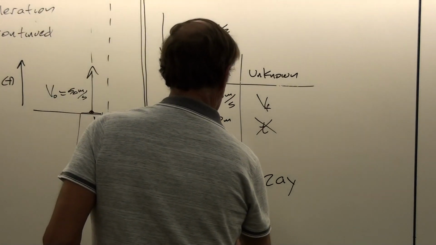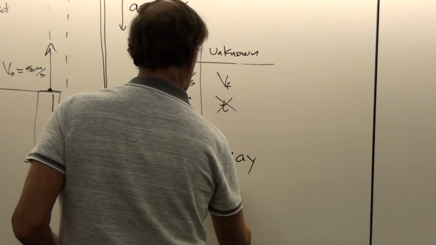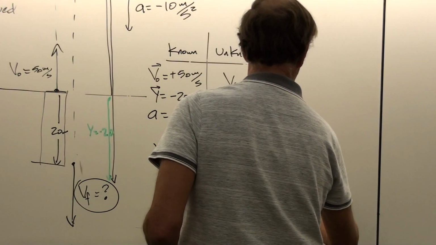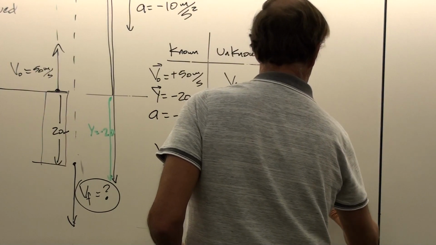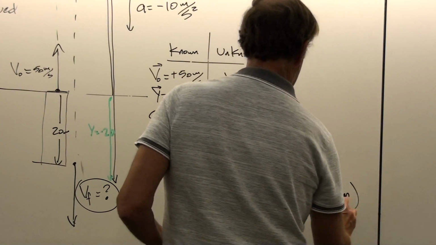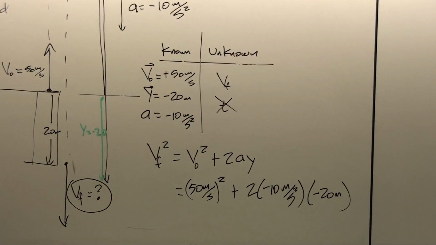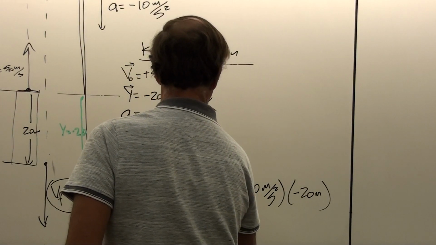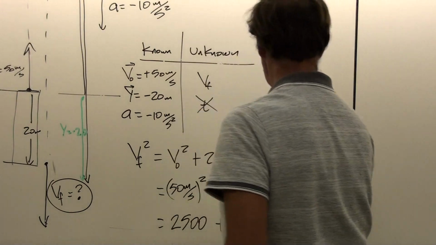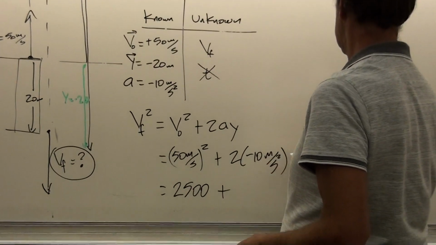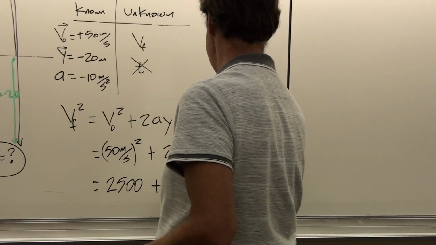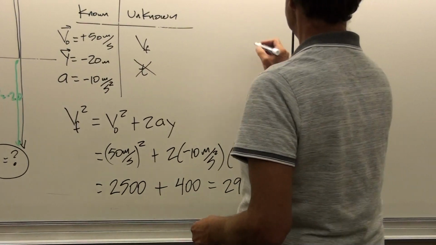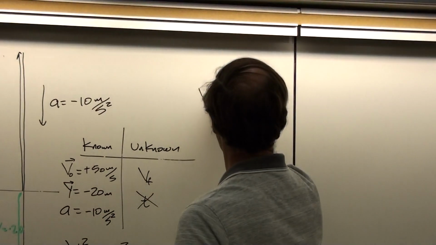So for this problem then, v final squared would be 50 meters per second squared plus 2 times minus 10 meters per second squared times minus 20 meters. Okay, so again, the negative signs cancel out, and so this is going to give us 2,500. I'll drop the units in the next step, plus, and then here we've got, what is this? 200 times 2 is 400. So that would be 2,900. So v final squared is equal to 2,900.